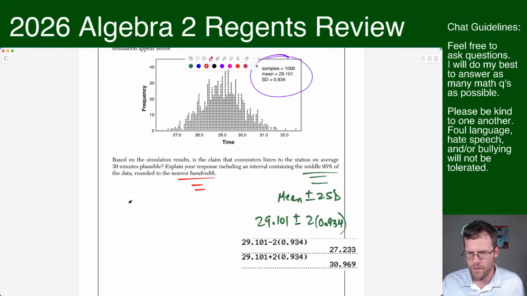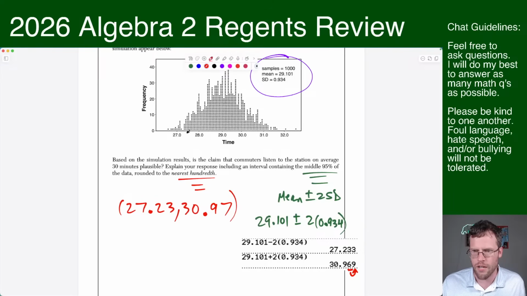So here, that would be 27.23, comma, and then 30.97. Okay, so over here, 6 to the right is 9, so we would round up to 9.7. All right, and this would be our interval, which gets us partial credit right away. So now, is the claim plausible? Well, 30 is between these two numbers. So I would say yes. So yes, and I'll just write down what I have.